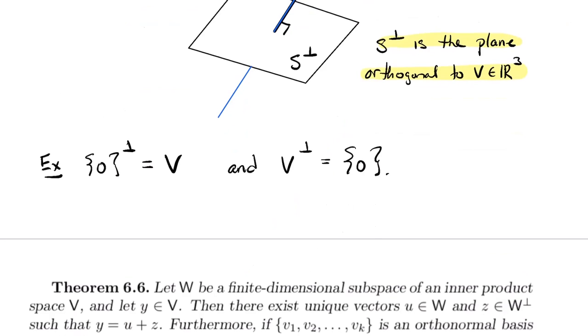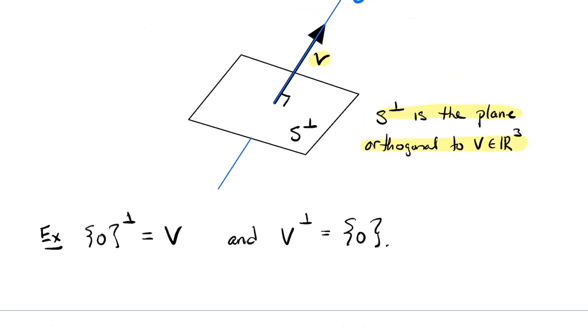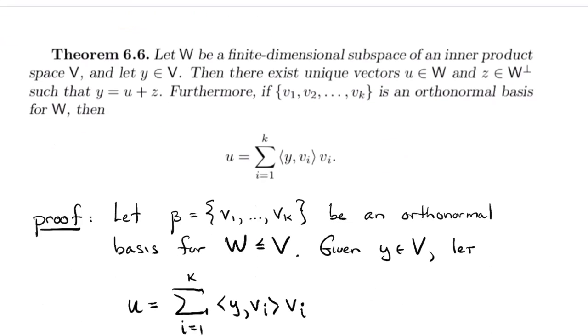A couple more exercises for you. I'm going to randomly list them here. That the perpendicular space of the zero subspace is V itself. Okay, so if you look at the vectors that are orthogonal to the zero vector, you get everything. And if you're looking for vectors that are orthogonal to everything, only the zero vector does that. So zero perp is V and V perp is 0. Those are good exercises for you to get used to this definition.